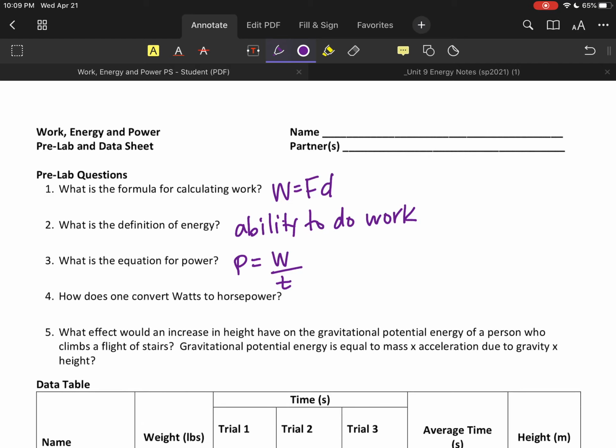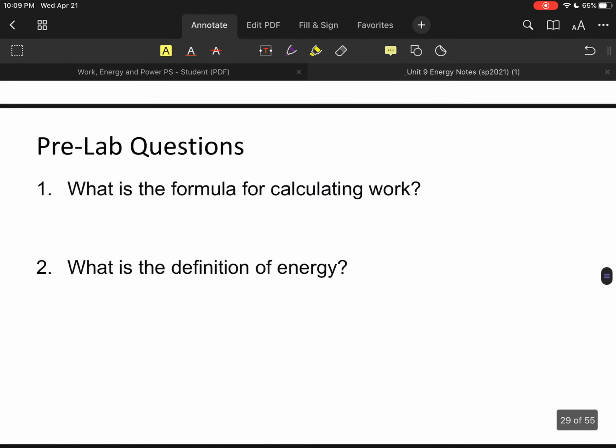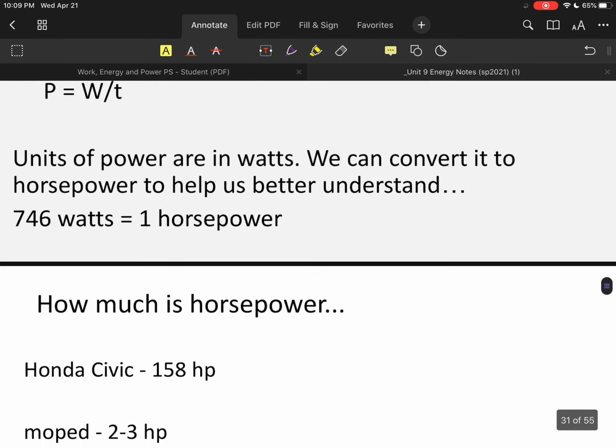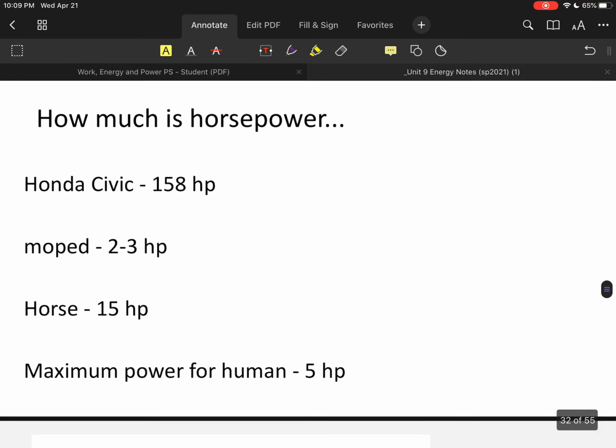And so we measure power in watts. Watts is our unit, but that doesn't really mean a whole lot to us. So we're going to convert it into horsepower. In order to do that, 1 horsepower is equal to 746 watts. Okay, so just to give you an idea of what that means, let me scroll down here.